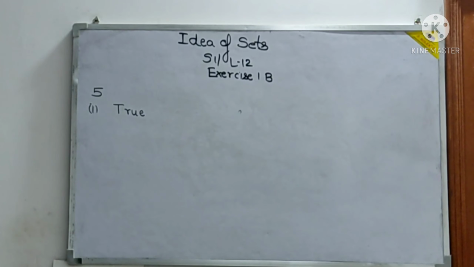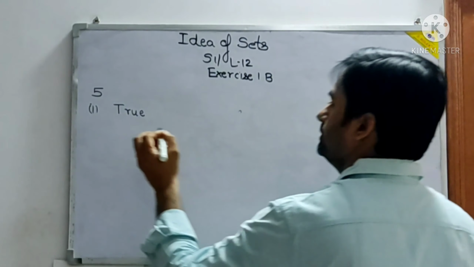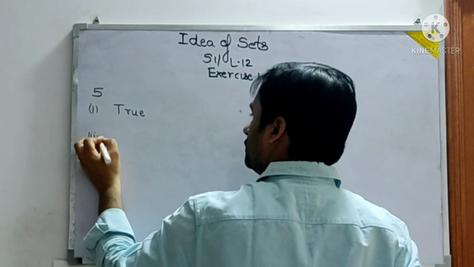Second is 1, 2, 8 is a subset of 6, 2, 3, 1, 8. So 1 is there, 2 is there, 8 is there. So that also is true. Second also is true.